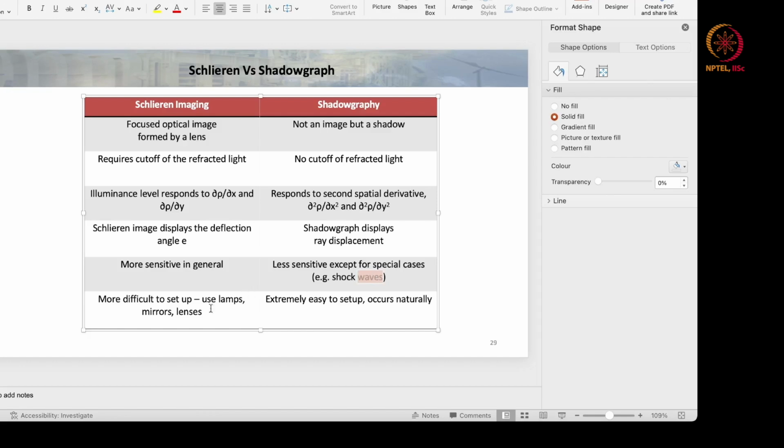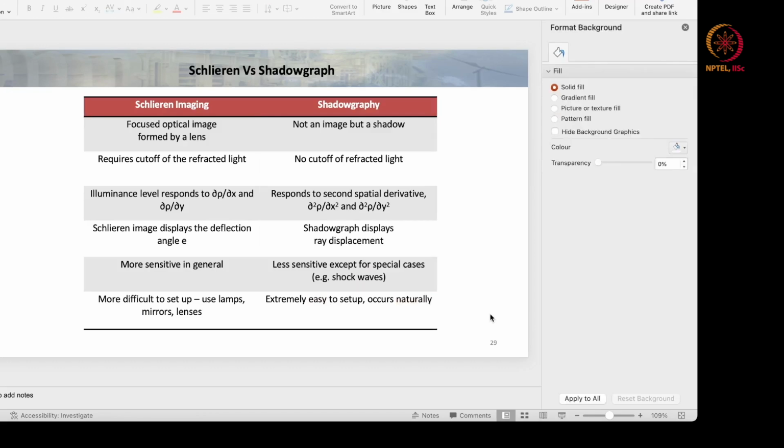Schlieren is more difficult to set up because you need lamps, mirrors, lenses, and whatnot. Shadowgraphy is extremely easy to set up. As I said, it need not even have any optics, and we saw the math also. This is fairly routine. So shadowgraphy can give you a preliminary idea of what is going on, and in the case of shocks and other cases, it can give you some idea about what is going on.